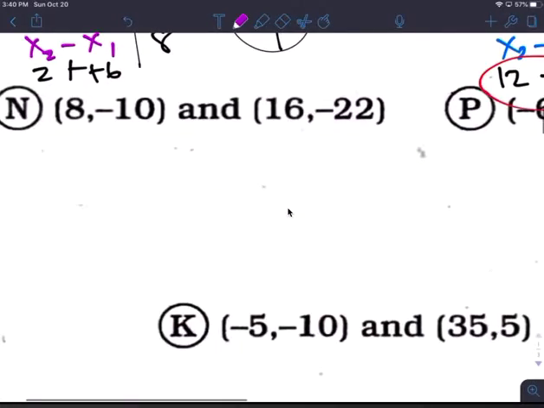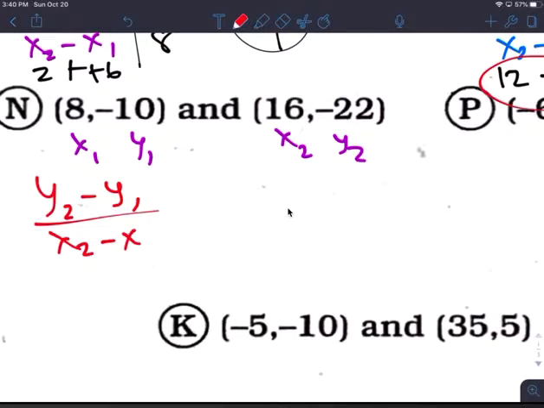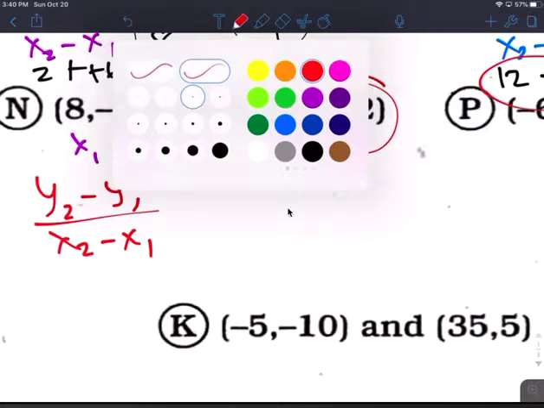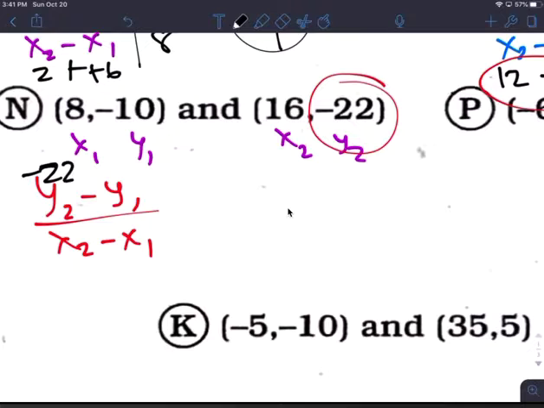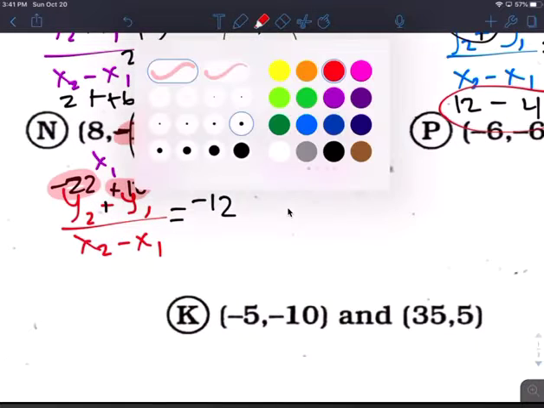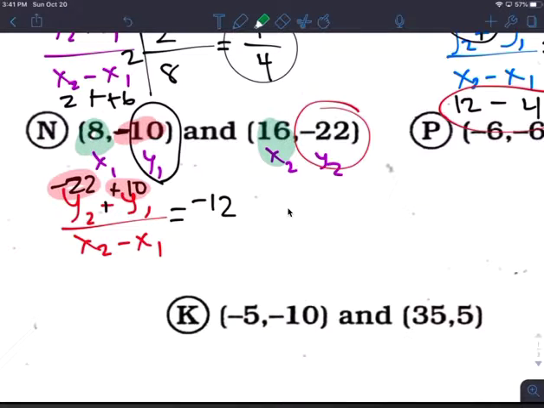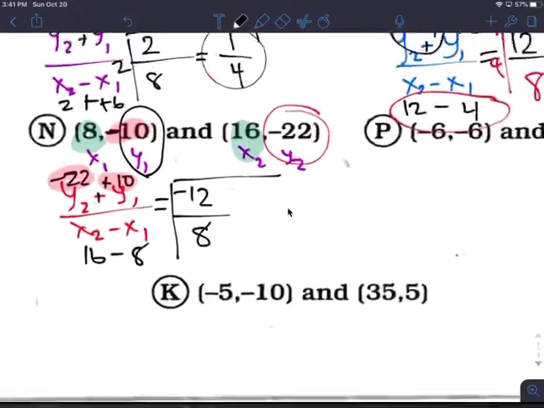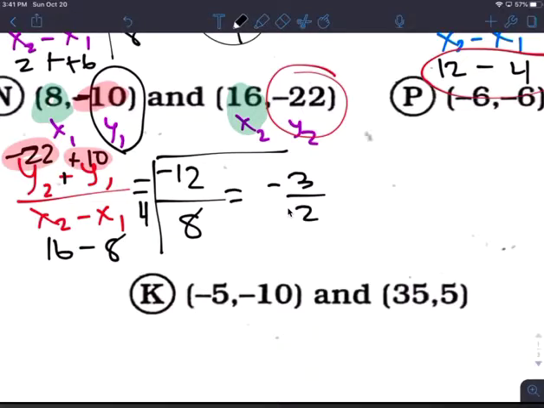Reduce it. Okay? X sub 1, y sub 1, x sub 2, y sub 2. And then you do y sub 2 minus y sub 1 over x sub 2 minus x sub 1. Negative 22 minus y1. That's a negative 10 though. So that's a negative 10, so plus plus. You actually subtract because 1 is negative, 1 is positive, you get negative 12 over x2, 16 minus 8, x1. Reduce that by 4, you get negative 3 over 2. Okay?